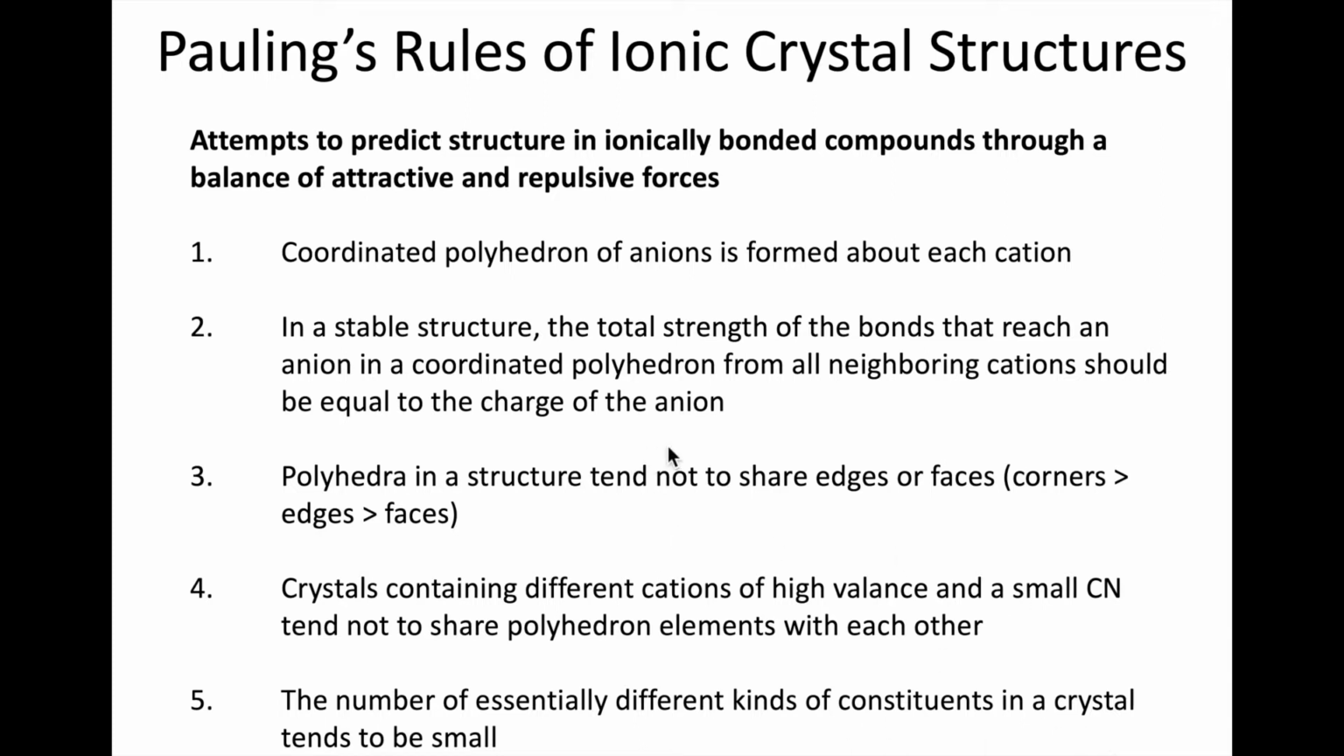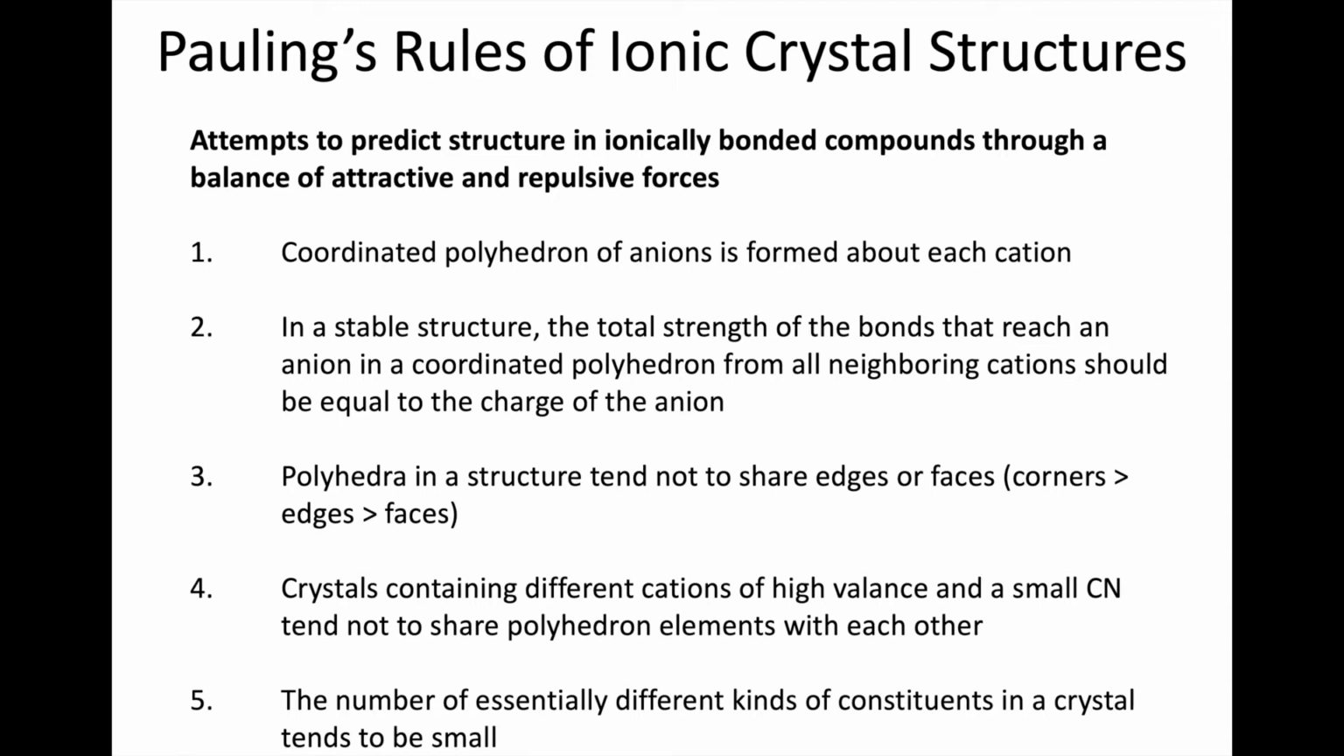In the second, for a stable structure, the total strength of the bonds that reach each anion in a coordinated polyhedron should be equal to the charge of the anion. All right, so this is basically charge balance, so to speak. And then third, the polyhedra in the structure tend not to share edges or faces. So corners are the most stable sharing feature.